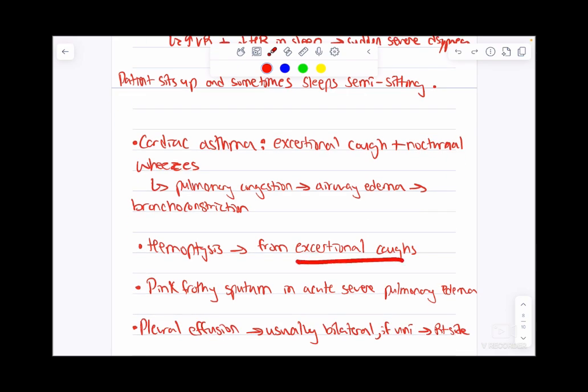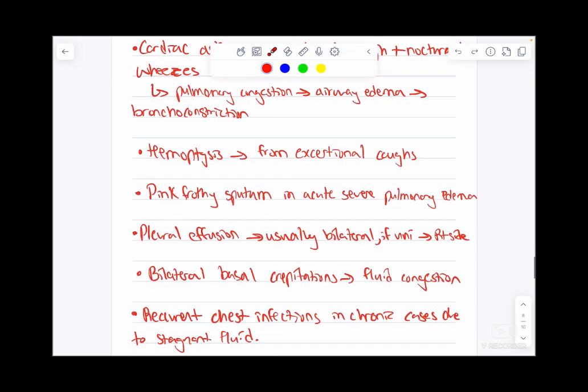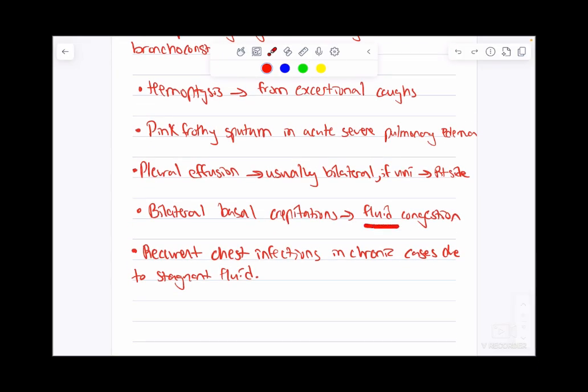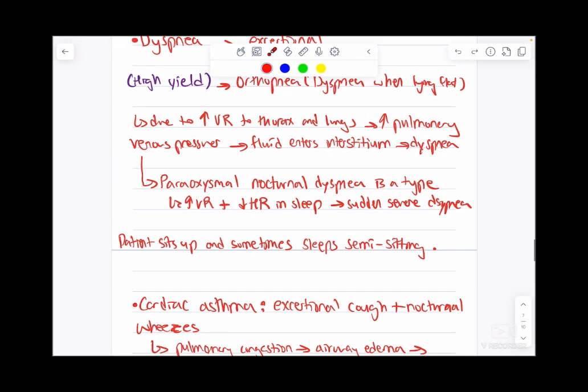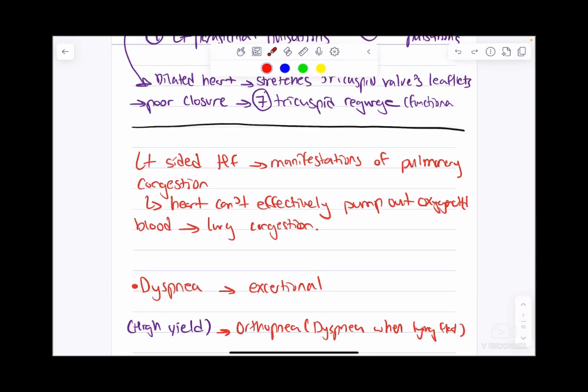Hemoptysis from repeated exertional coughs, pink frothy sputum in acute severe pulmonary edema, pleural effusion, usually bilateral, and if unilateral, also right-sided, for the same reason we spoke about before. Bilateral basal crepitations due to fluid congestion, and recurrent chest infections in chronic cases due to stagnant fluid. So when you're thinking of left-sided heart failure, you basically want to think of pulmonary congestion.